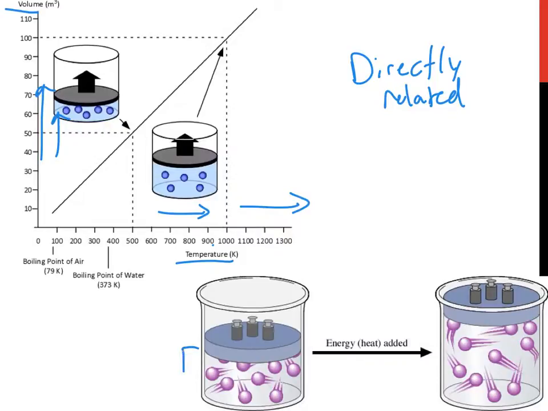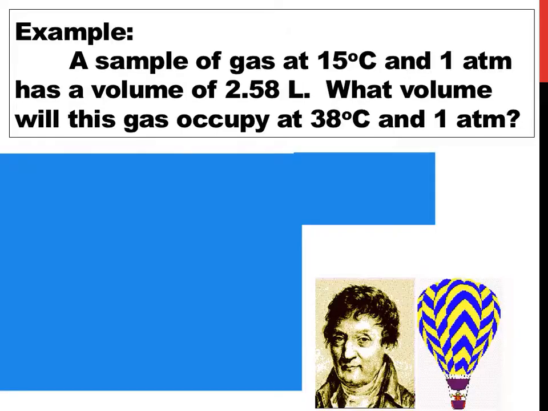We have a certain volume here, and what we do is we increase the volume, and you'll see that the gas molecules in here are moving a lot faster because they have picked up thermal energy. A sample of gas at 15 degrees Celsius and 1 atm has a volume of 2.58 liters. What volume will this gas occupy at 38 degrees Celsius and 1 atm?